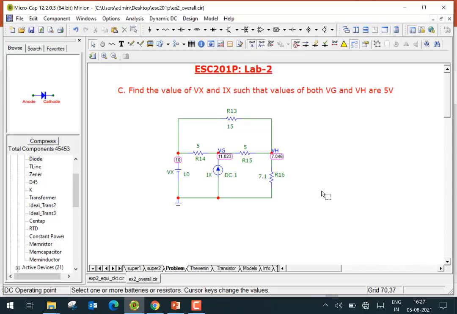So that's why we want you to think about a more systematic way of finding out the change that I need to do in Vx and the change that I need to do in Ix to force both Vg and Vh to be 5 volts here. And maybe you would find the superposition theorem helpful here. So think about how you could use superposition that we just talked about to figure this out. Okay, so that's part C.